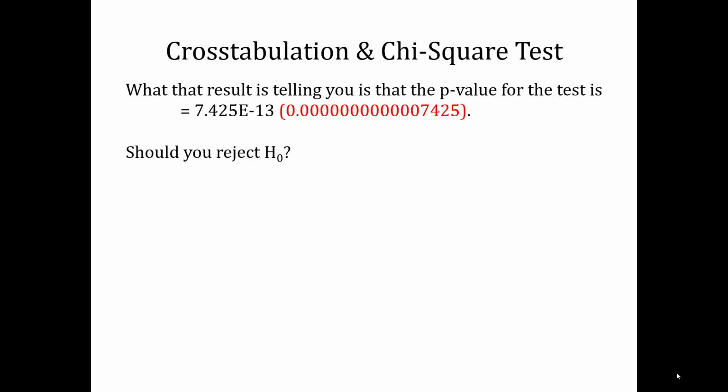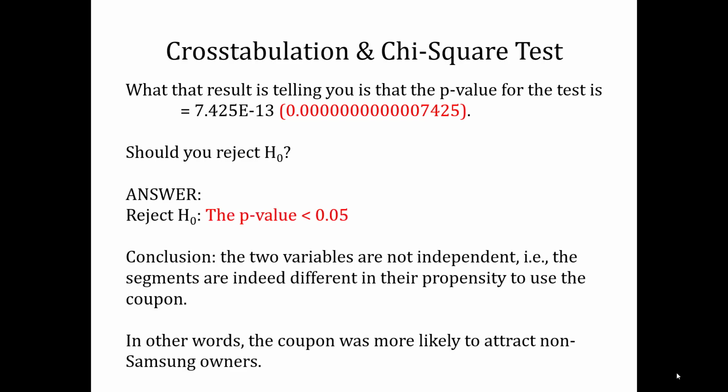Based on this, should we reject H0? The answer should be obvious. Since the p-value is less than 0.05, we should reject the H0 and conclude that the two variables are not independent. That is, the segments are indeed different. So now, what can we say about the difference between the two segments, Samsung owners and non-owners? Clearly, there is a difference. We can now confidently say that the coupon was more likely to attract non-Samsung owners.